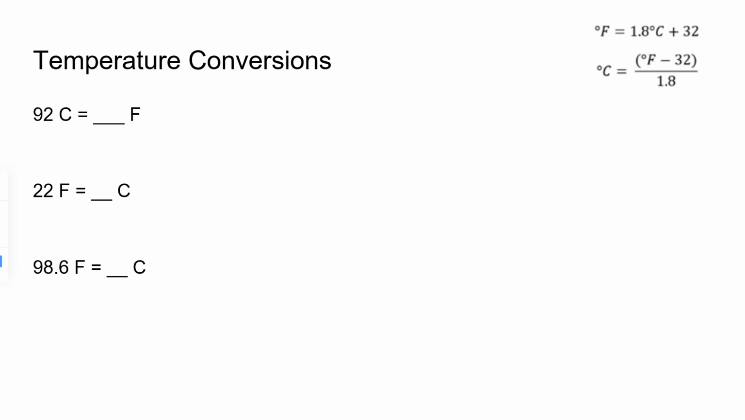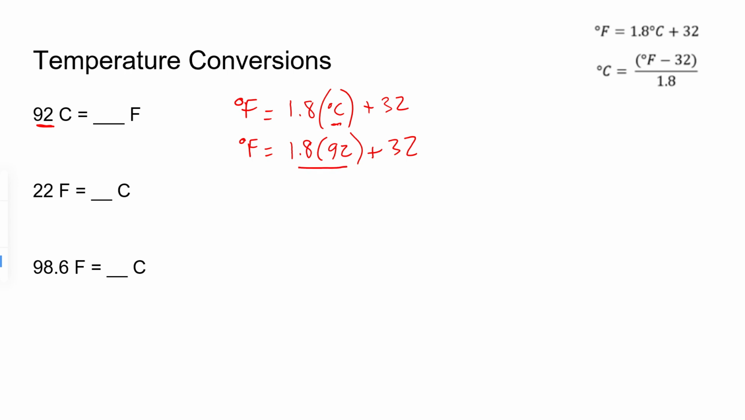So going through the first one, 92 degrees Celsius, we're trying to convert to Fahrenheit. So since Fahrenheit is what we want to end up with, we're going to use the equation degrees Fahrenheit is equal to 1.8 times the degrees C plus 32. Now we're putting in 92 for the degrees C. So this becomes degrees Fahrenheit equals 1.8 times 92 plus 32. Then we have to consider order of operations. Order of operations says that we're going to multiply these two first and then add the 32. So we're going to do 1.8 times 92 and then add 32. We get 197.6. Okay, pause the video, work through the next two problems.